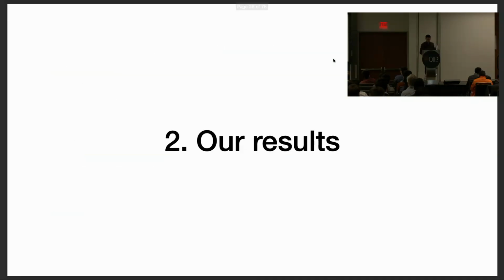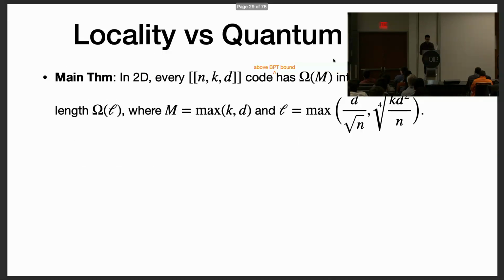Okay, so this leads us to our results. So our main result is the following. In 2 dimensions, every [[n,k,d]] code above the BPT bound has at least m interactions of length at least L, Ω(m) interactions of length Ω(L), where m and L are given by this. So m is max(k, d), and L is the larger of d over root n and the 4th root of kd squared over n.